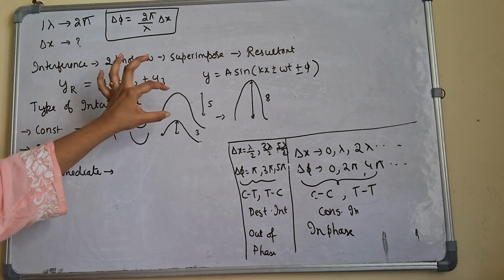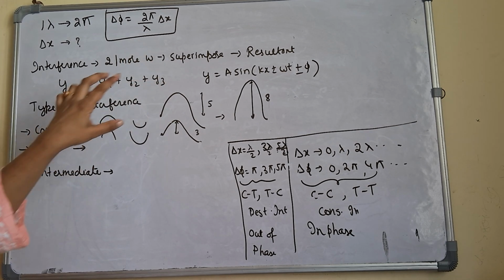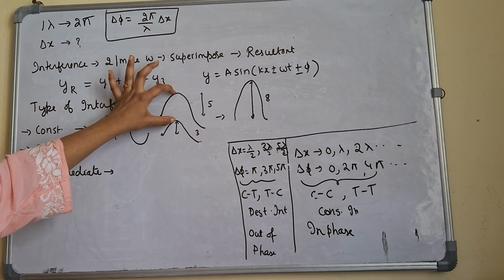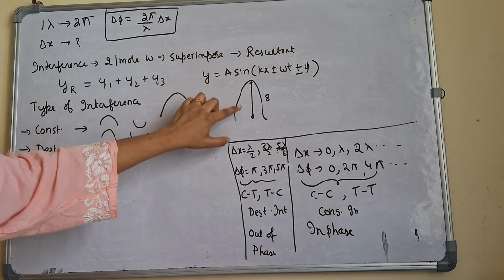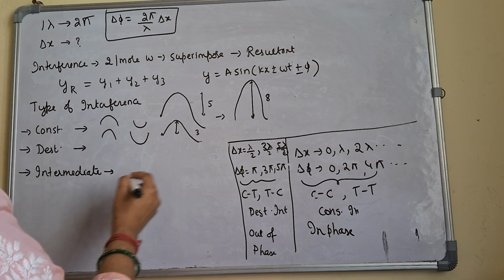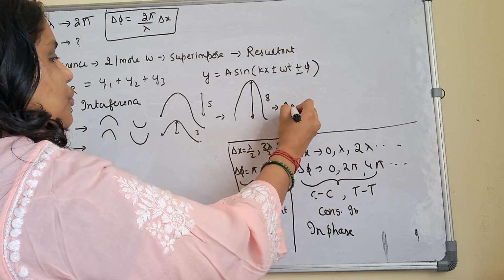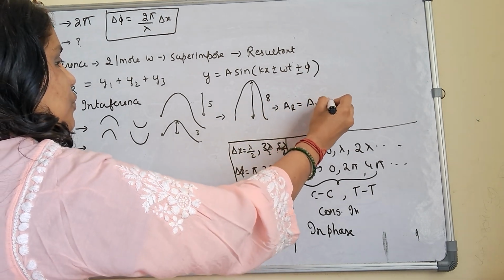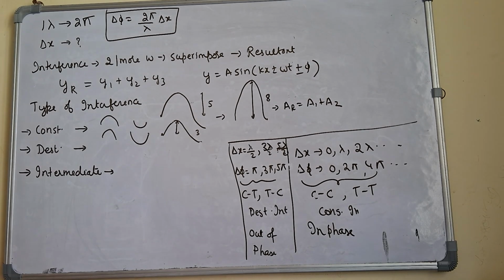So whenever you have this, this is constructive interference. Whenever the crest and crest fall on top of each other, the resultant wave after interference will have an amplitude which is the sum of these. I will talk about it. For now, if you want, let me write it. Amplitude of the resulting wave for constructive interference is going to be A1 plus A2.